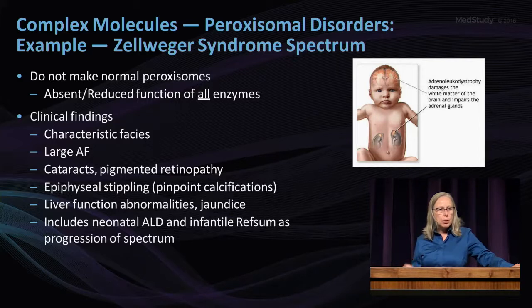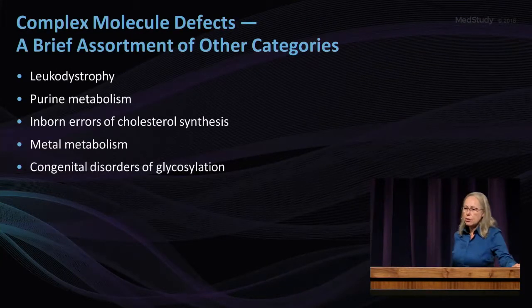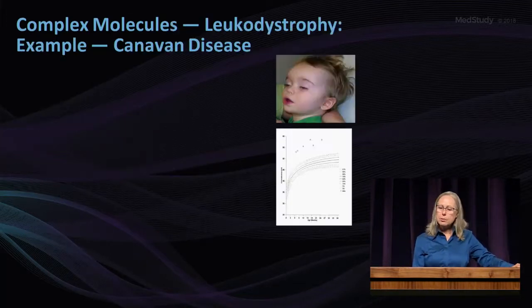The children I've seen with Zellweger's, they are so hypotonic, they make the kids with Down syndrome look like bodybuilders. They are beyond hypotonic. All right, a brief assortment of other categories: leukodystrophy, purine metabolism, cholesterol, metal, and congenital disorders of glycosylation.